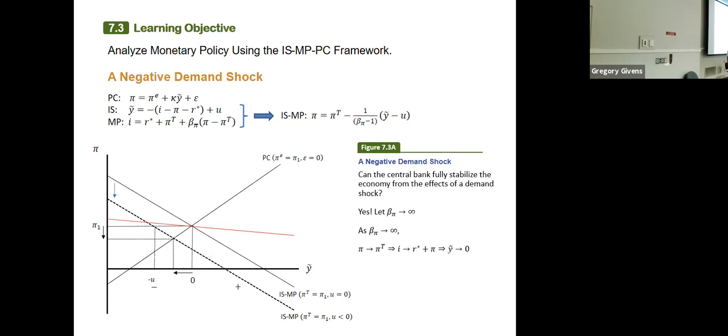Now, Michael, this is the original line, right? Imagine the same size demand shock occurs so that we get the same horizontal shift in the ISMP curve. What do you see happening here? In equilibrium, we move from here to here instead of from here to here, right?